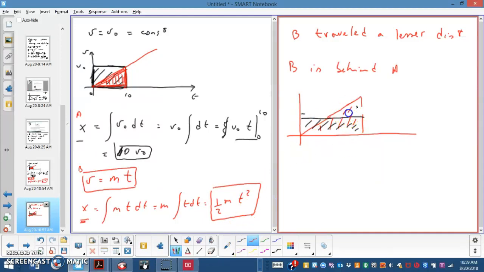If the red area is the same as the black area, that means the distance traveled by B is the same as the distance traveled by A. But B is right here and is keeping on going at that point. So this means that B is actually passing, because right now car B and car A are at the same distance, but B is keeping on going because it's still accelerating, so B is passing car A. That would be your answer.